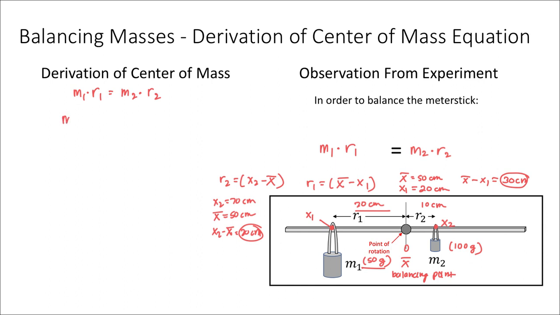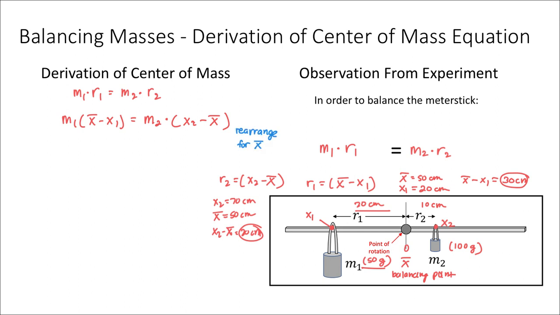So we'll just say that m1 times x bar minus x1 will be equal to mass 2 times the second position minus that, again, that midpoint position. And what I'm trying to do is get an equation for x bar. I want to be able to immediately determine where that balancing point is, and then I could just move the whole meter stick to that balancing point. So I'm going to rearrange for x bar right now.